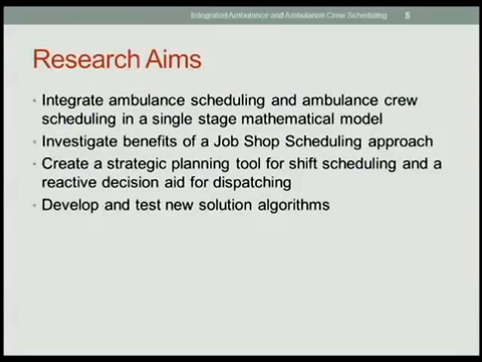Okay, so the research aims for my problem. I'm trying to integrate ambulance scheduling and ambulance crew scheduling into a single stage model. Previous approaches in the literature have looked at ambulance dispatching and relocation as a single model, or have tried to create an ambulance crew schedule as part of a two-stage process where one model will work out the number of ambulances you need per hour and then the second model will create the shift. My approach is different. It's a bit more direct, and I'm trying to create a single model that will do both so that feedback from the ambulance shift schedules can help you decide which to dispatch, and your dispatching requirements can help feed into what your schedule for the crew should be.